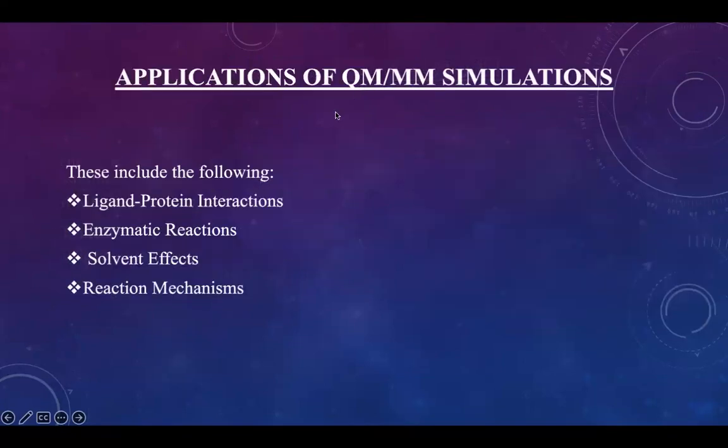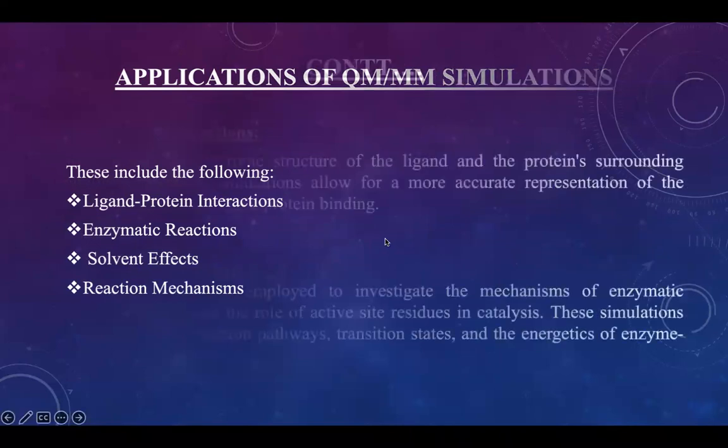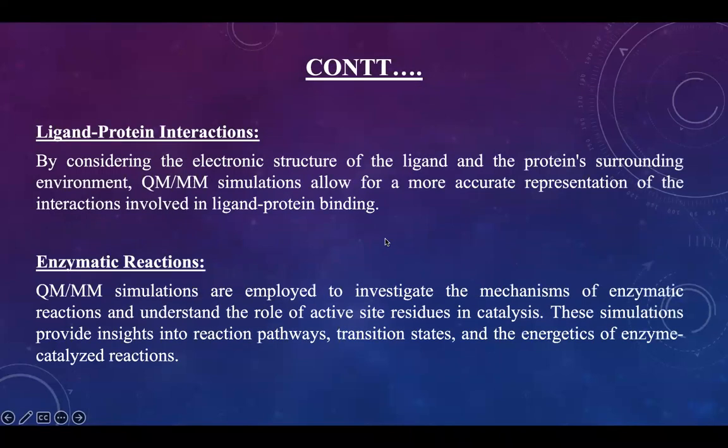Applications of QM and MM simulations include the following: ligand protein interactions, enzymatic reactions, solvent effects, and reaction mechanisms. Ligand protein interactions. By considering the electronic structure of the ligand and the protein surrounding environment, QM and MM simulation allow for a more accurate representation of the interactions involved in the ligand protein binding.